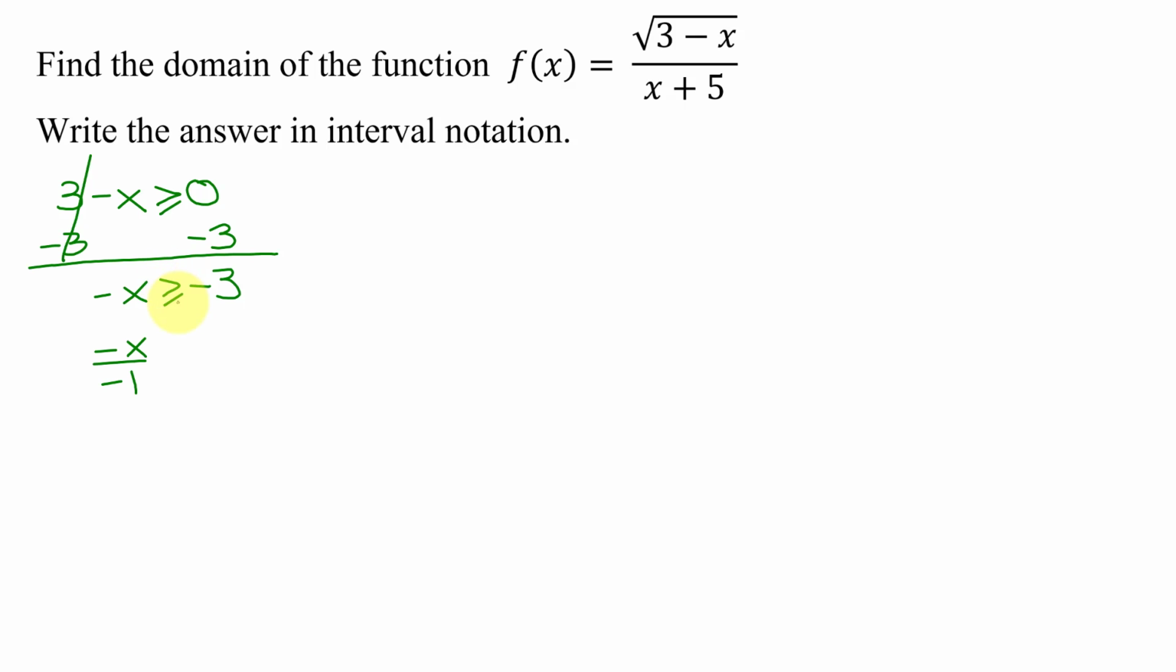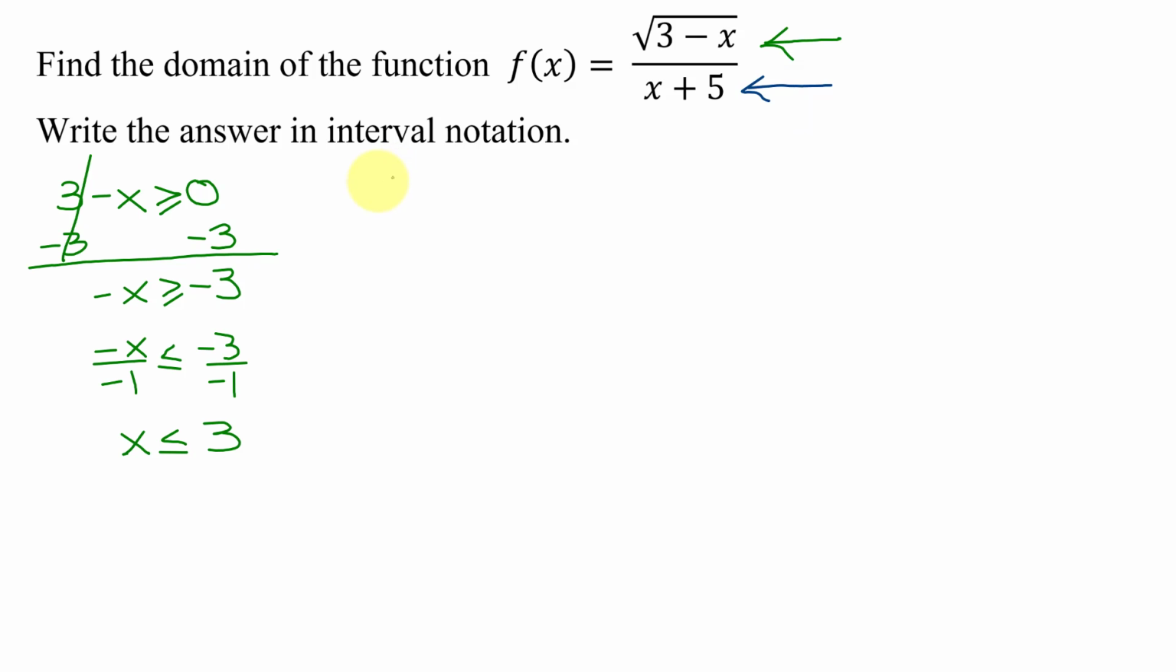So instead of greater than or equal to, it's going to be less than or equal to negative 3 divided by negative 1. Negative x divided by negative 1 is x is less than or equal to negative 3 divided by negative 1, which is positive 3. So I've taken care of the problem in the numerator. Now I need to take care of the problem in the denominator.